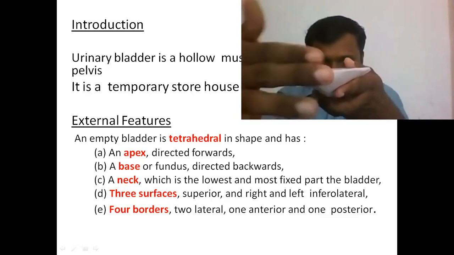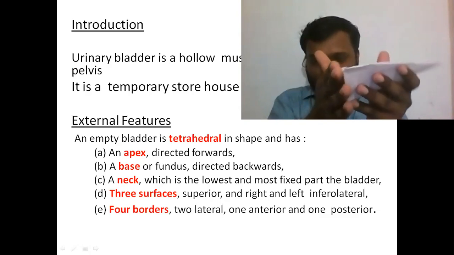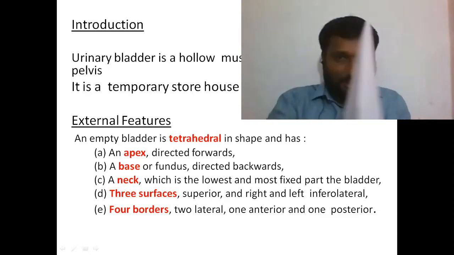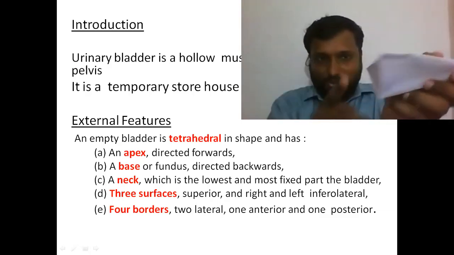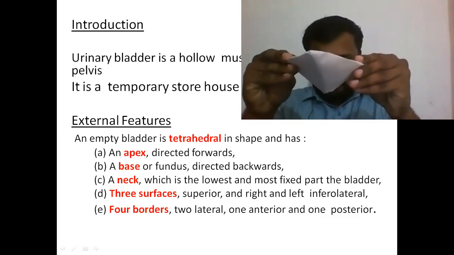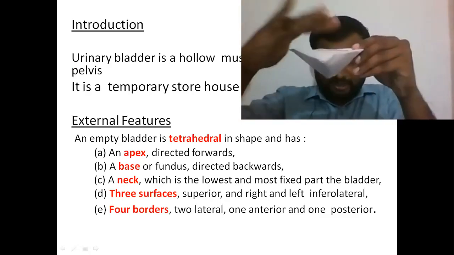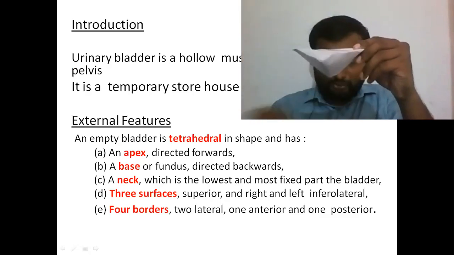Okay, then apex, then this is the base. So roughly we can say it's a three-sided pyramid. Correct? Now see like this. It's a three-sided pyramid. So that's what tetrahedral means. These three surfaces plus this base. That's why it's tetrahedral. Okay, so this is the shape. It has one apex, then base, then three surfaces: superior, right and left infralateral.